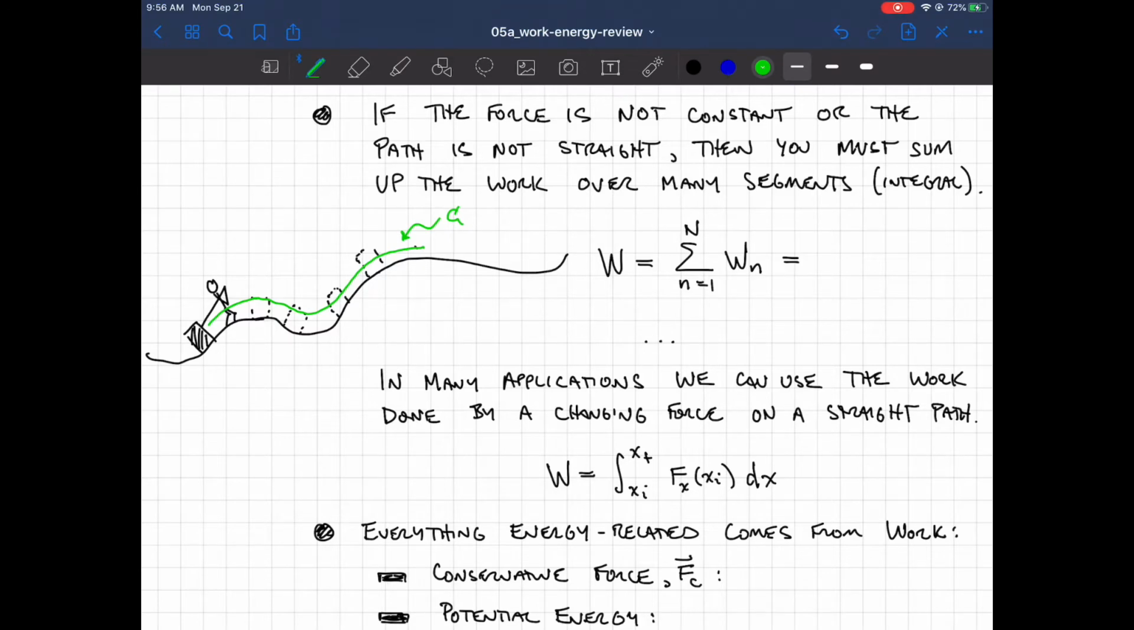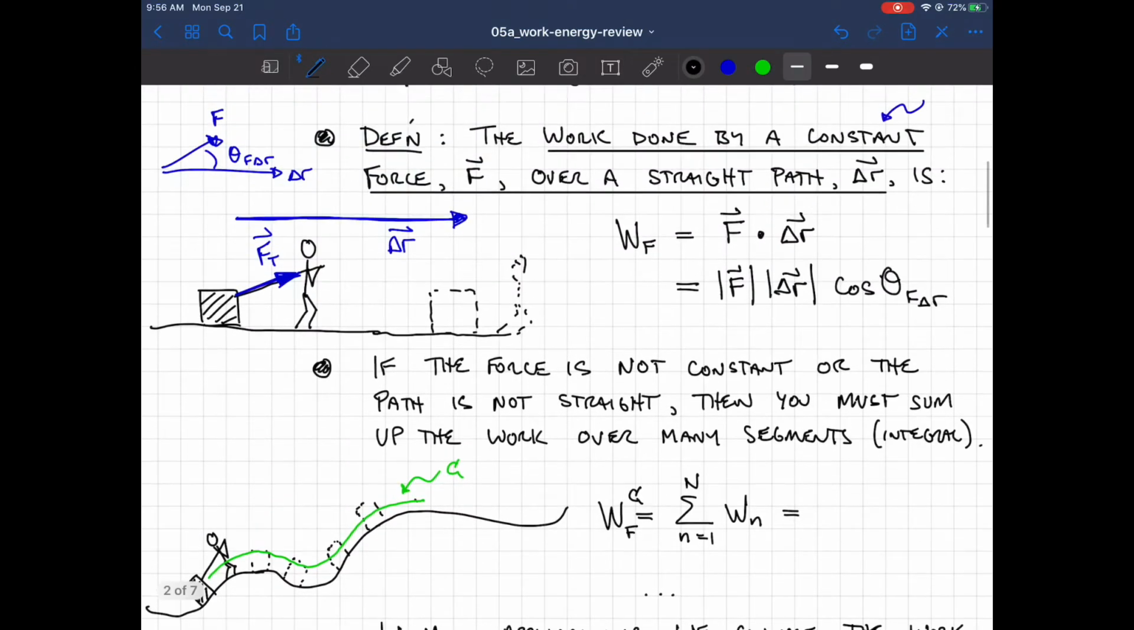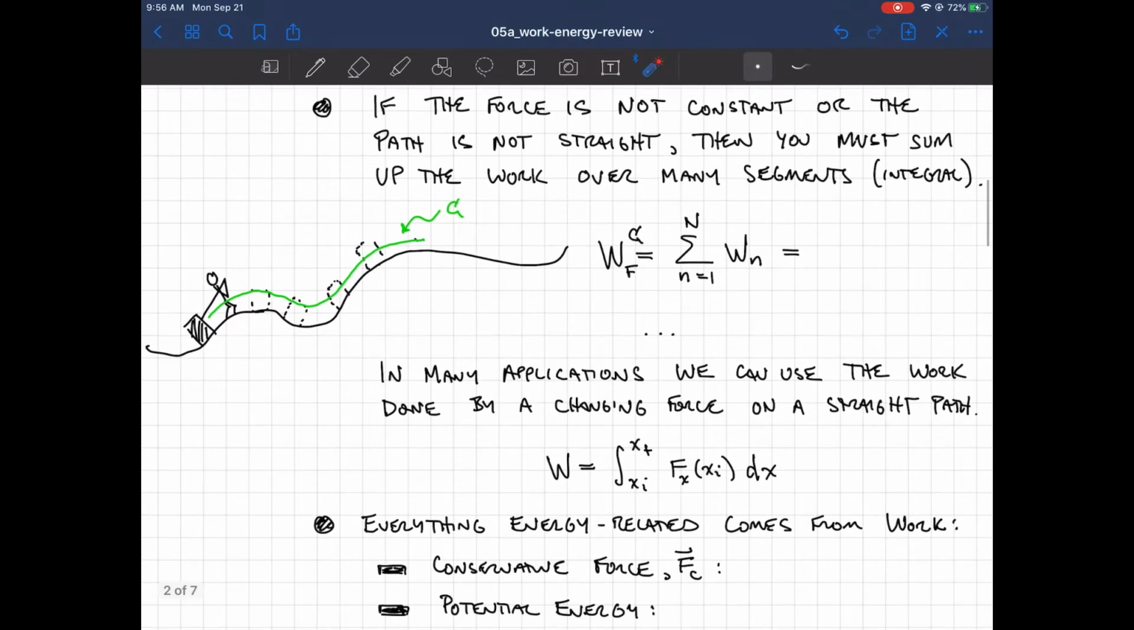And if you want to calculate the work over that entire path C, so maybe I should call this the work, well, it's the work done by the force over the path C, then it's going to be the sum of the works over little straight segments. So we already have a definition for the work done over a straight segment, a small short straight segment where the force is constant. So we can simply add up the works done over each of those segments.